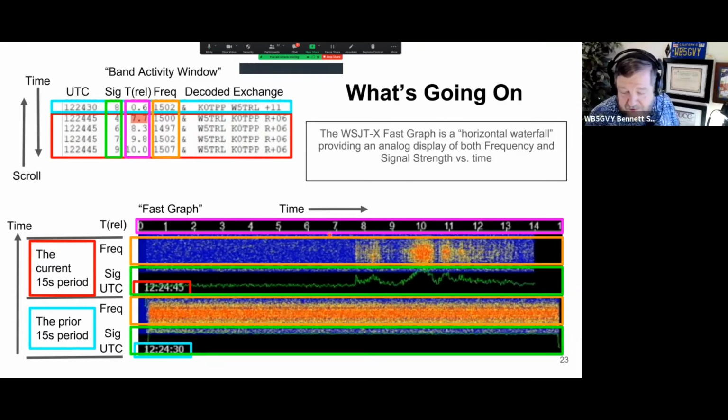The fast graph shows two different 15-second intervals. The upper box is the current 15-second period that is real time, and the lower box is the prior 15-second period that just happened. The green highlighted area shows the signal strength, and the blue background area, and you can change these colors of course, but this is the way I've got mine set up, is a display of the frequency spread.